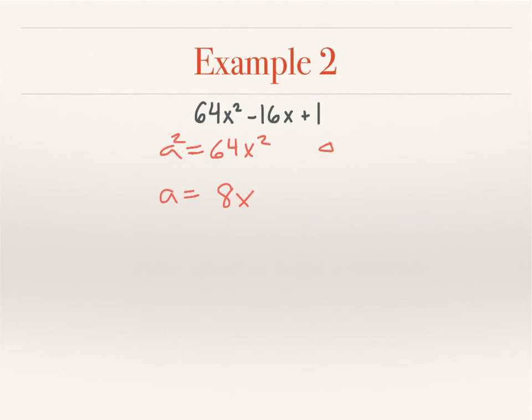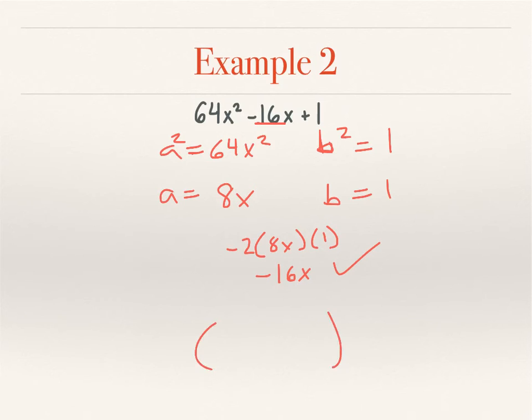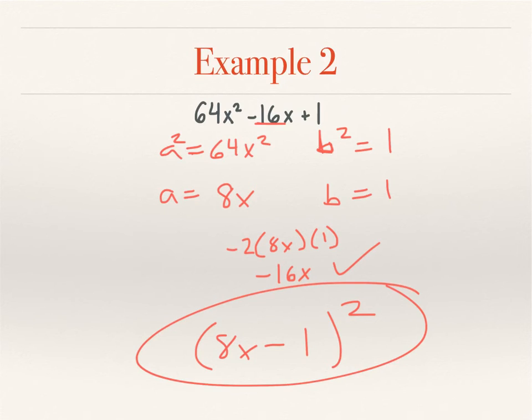Now our B squared is what? 1. So what's just our B? 1. So now if we did negative 2 times 8x times 1, what do we get? Negative 16x. So now, since that matches this, we can do our shortcut and just plug it in. So what's our A? X. What goes in the middle? Minus. And what's our B? 1. So this is our answer.